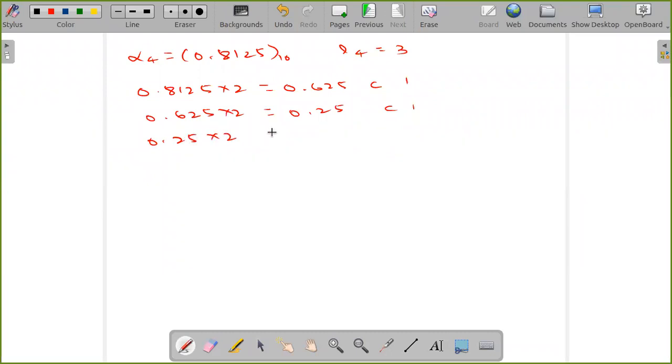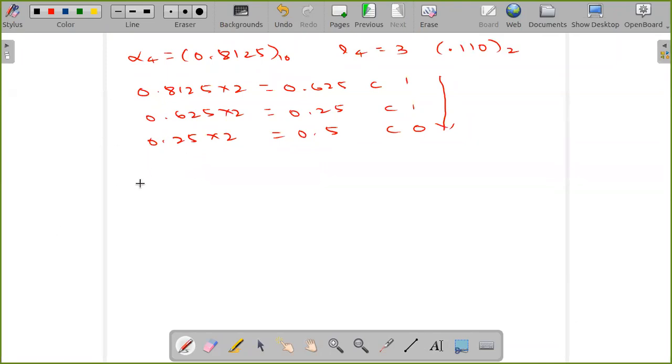0.25 into 2. It is 0.5. So whatever, here 0. 0 will be the carry now. Again, I should write it in this fashion. So the binary number of this will always be 0.110 in binary. Yes, exactly.